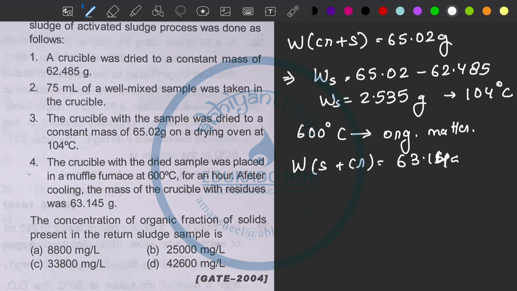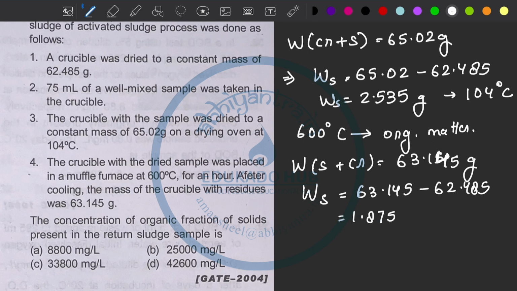63.145. So at 600 degrees Celsius, the weight of sample, I can say, is 63.145 minus 62.485, and that comes out to be 1.875 grams at 600 degrees Celsius. Now what do they want?